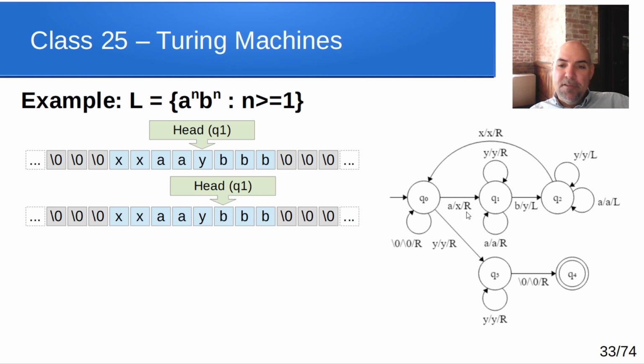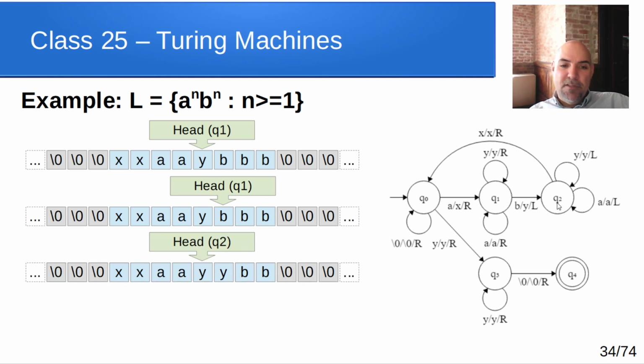And now we're over a B. So we're down here in Q1 with a B. We're going to write a Y and move to the left. We wrote the Y over the top of that B. We move to the left.